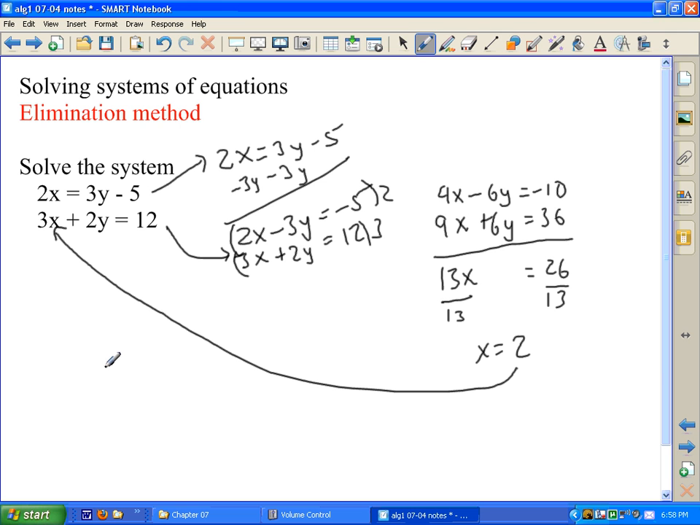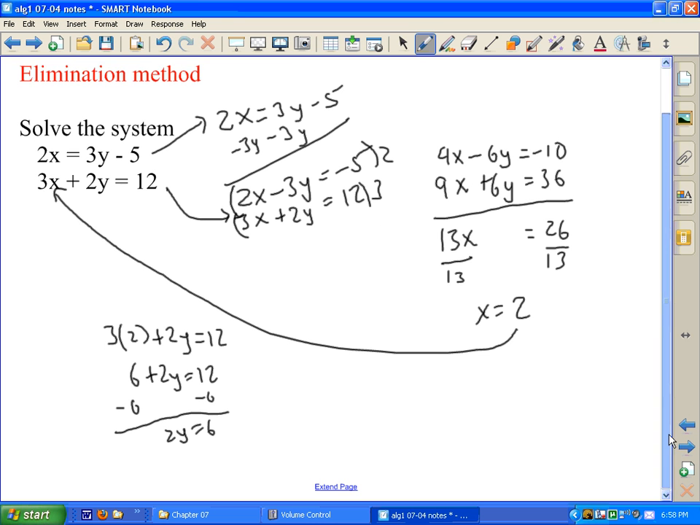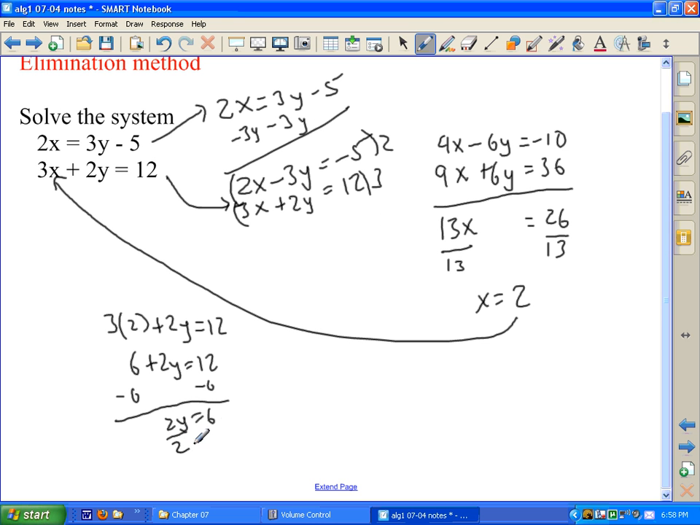And what I will get is 3 times, now instead of x it's equal to 2, so 3 times 2, plus 2 times y equals 12. That's 6 plus 2y equals 12. Solving, subtract 6 from both sides of the equal sign, 2y equals 6, and then divide by 2 here, and I get y equals 3.